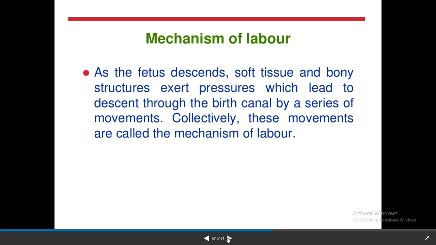Mechanism of labor. As the fetus descends, soft tissue and bony structures exert pressures which lead to descent through the birth canal by a series of movements. Collectively, these movements are called the mechanism of labor.